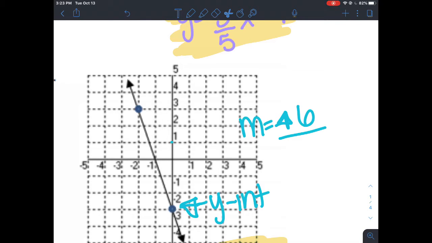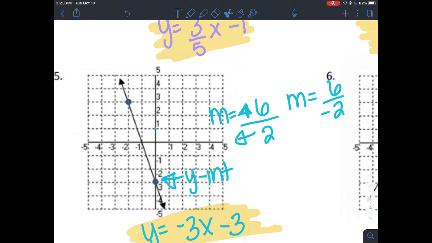I went up 6 units and I went to the left 2. Okay, so up 6 is positive 6, left 2 is a negative 2. If you had done it from the top to the bottom point, you would have gone down 6 and to the right 2. Down 6 is a negative 6, and to the right 2 is a positive 2. You still would have gotten the same exact slope.